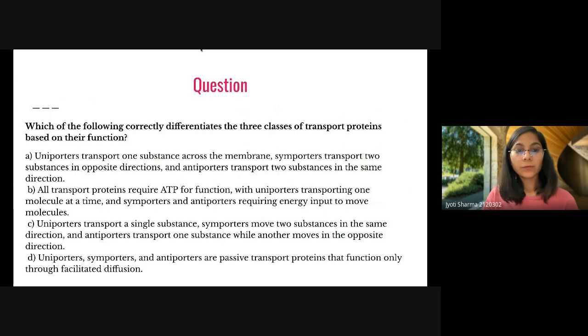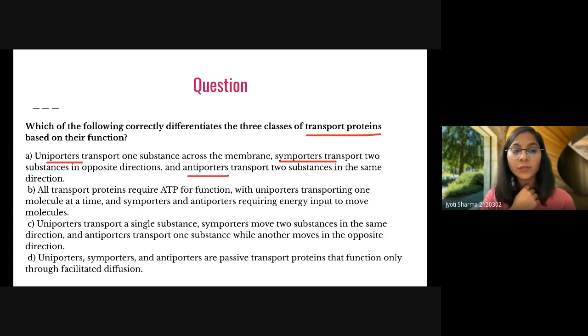Okay, so next, move to the next question. We do have three classes of transport protein. We talked about the aquaporins, which are nothing but some transport proteins. But we do have three classes of transport protein: uniporters, symporters, and antiporters. You have to tell me the difference between these three classes, how we can differentiate them. I have four options.